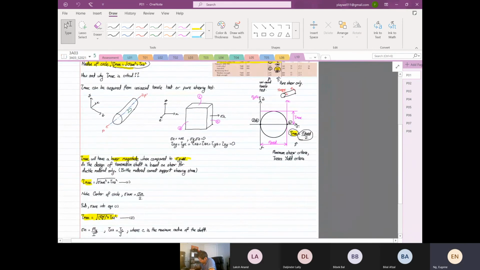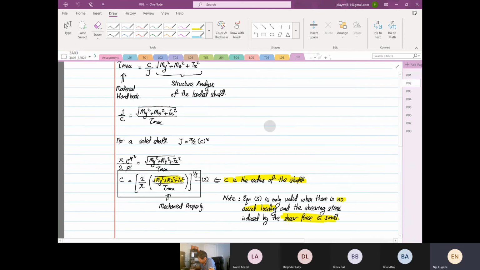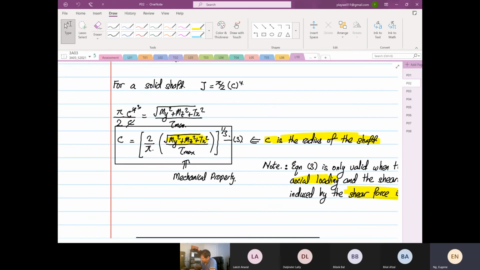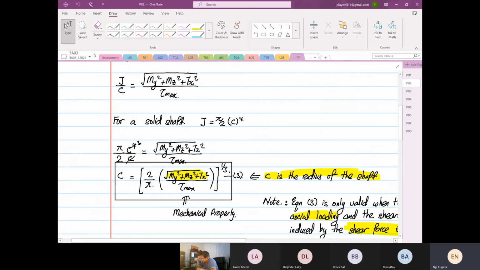In this context, we derive a formula, an expression over here, using Mohr's circle theory, that the radius of the circle, or tau max, is equal to c over J times the square root of My squared plus Mz squared plus the torque in the x direction squared. You can see down here, there is no axial loading at all. If there's axial loading, you cannot use this formula. Regardless how small the axial loading is, this will not work at all.